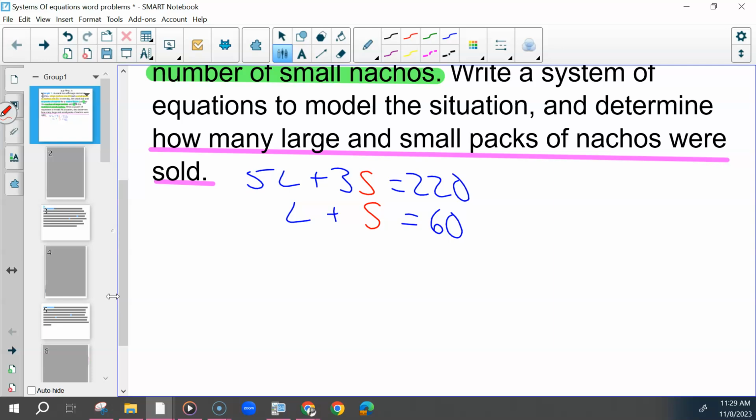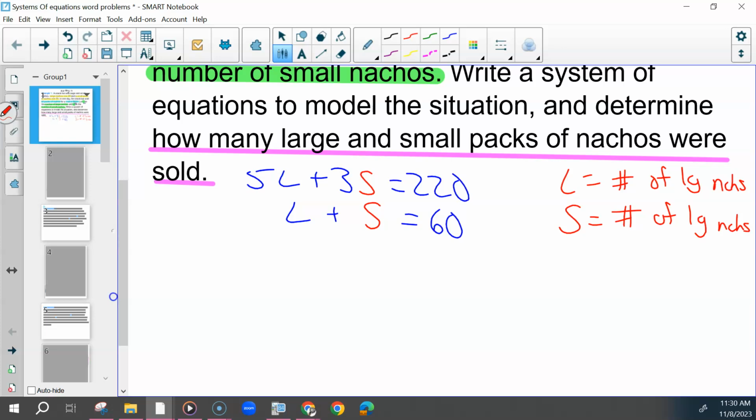Right, now we have options. We have our equations. I skipped a step. Normally, you would write off to the side what your variables represent. So we didn't do that because they defined them, but I'll do that just so that you have it. You would be specific with this. L would be the number of large nachos, S would be the number of small nachos, or packs of.